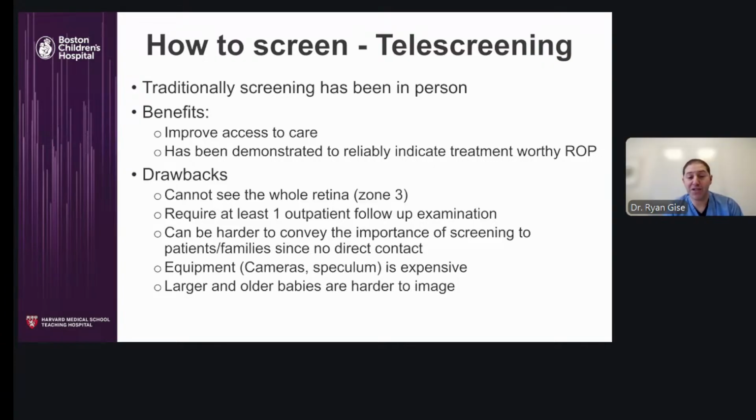The equipment is expensive for the NICUs. I know there are some smartphone cameras that have been trialed and written about, but the ones that we use in the United States, the RetCam itself is several $100,000 to purchase. You need speculums, you need multiple camera lenses to try to prevent infection, et cetera, which can be hard. And then the larger and older babies are obviously much harder to image because they don't want to be held down. So the image quality can degrade as they get older.